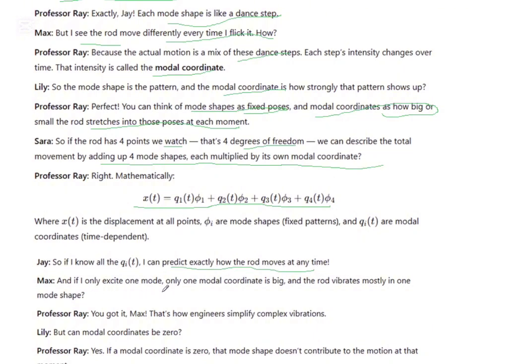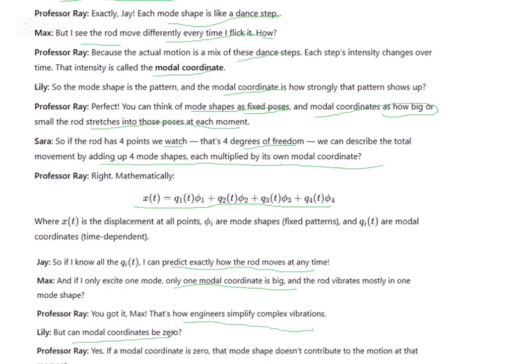So if I only excite one mode, only one modal coordinate is big and the rod vibrates mostly in that mode shape. Yes, if you are trying to excite one particular mode, that mode's modal coordinate will be big and the rod vibrates mostly in that one mode. You got it, Max. That's how engineers simplify complex vibrations.